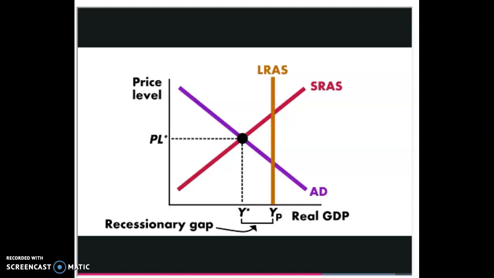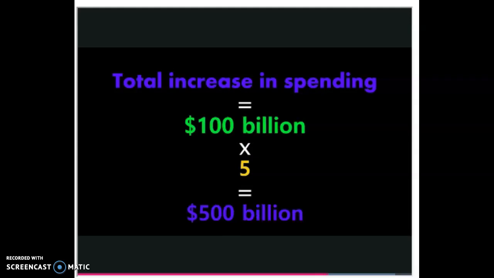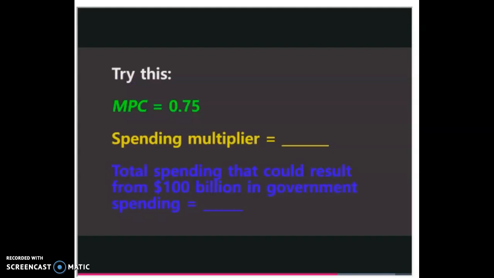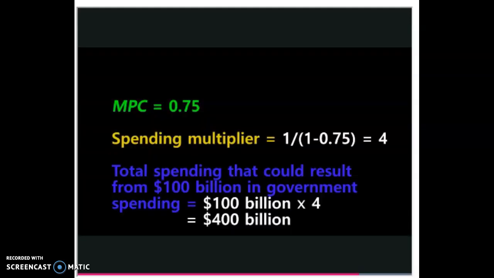If the government wanted to help the economy out of a recession, it might purchase an extra $100 billion worth of goods and services, which would increase spending in the economy by as much as $500 billion with the help of the spending multiplier. Here's a question for you. If the marginal propensity to consume were 0.75, what would the multiplier be, and how much total spending could result from an extra $100 billion worth of spending by the government? The multiplier would be 4, and a total of $400 billion worth of spending could result.